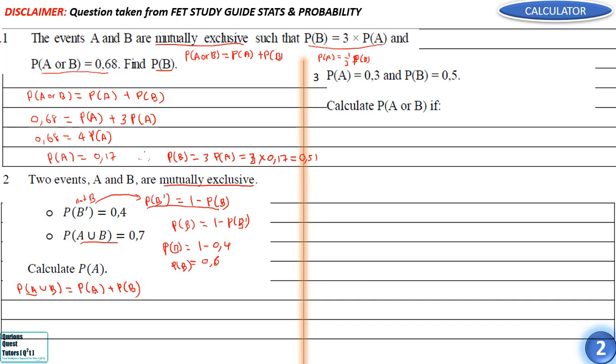Then we can calculate the probability of A using that formula. So this is given to us that this is 0.7, and we're looking for the probability of A. When we now know the probability of B is 0.6, we can simply take this one to that side. Then we are going to have the probability of A as 0.7 minus 0.6, which then gives us 0.1. So that's the answer for this part of the problem.